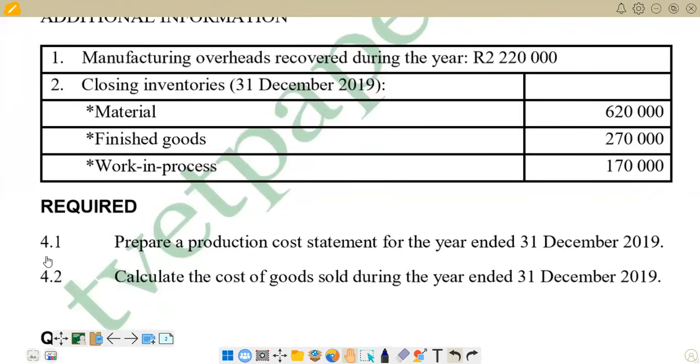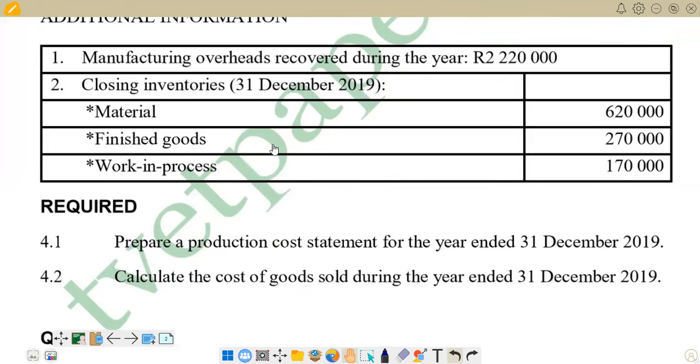You see that first part, 4.1, is asking us to prepare a production cost statement for the year ended 31 December 2019. So it is very important to take note that the year is ending 31 December 2019. This will help you in terms of identifying these closing inventories. Remember, they might not specifically indicate that it is closing, they will just say inventories at 31 December 2019. Then you know that this is the end of the year. So this is going to be our closing inventory.